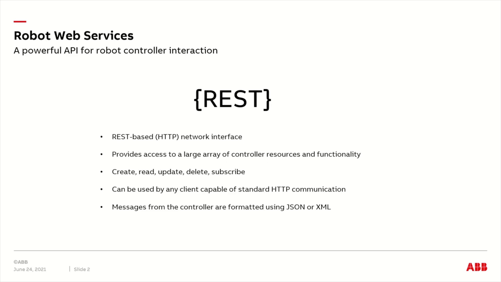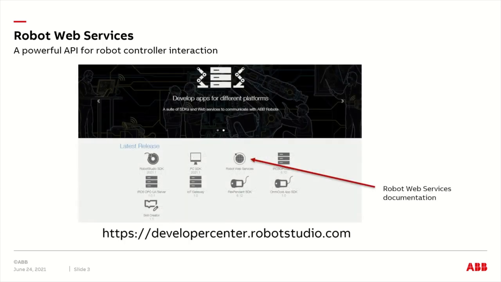Any client capable of HTTP communication can also use Robot Web Services, including standard web browsers. Messages and responses from Robot Web Services can be formatted using JSON or XML, whichever is preferred by the client. Robot Web Services is a part of the controller software, so no installation on the client is necessary. The documentation, however, can be found on the Robot Studio Developer Center website, as pointed out by the red arrow.